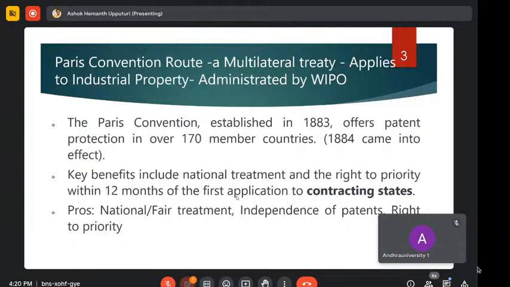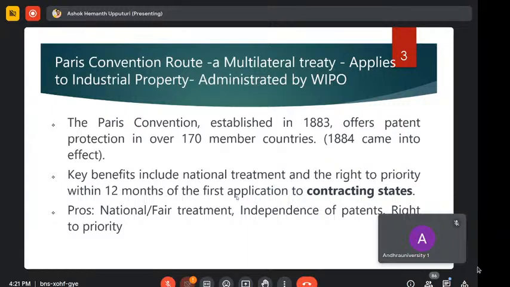And this Paris Convention is administered by WIPO. WIPO is the World Intellectual Property Organization, an administrative agency which administers many treaties, such as the Paris Convention, and even PCT is administered by WIPO, and the Berne Convention. For trademarks it is Madrid, and for industrial designs it is the Hague Agreement. So many international protocols or treaties are administered by WIPO.